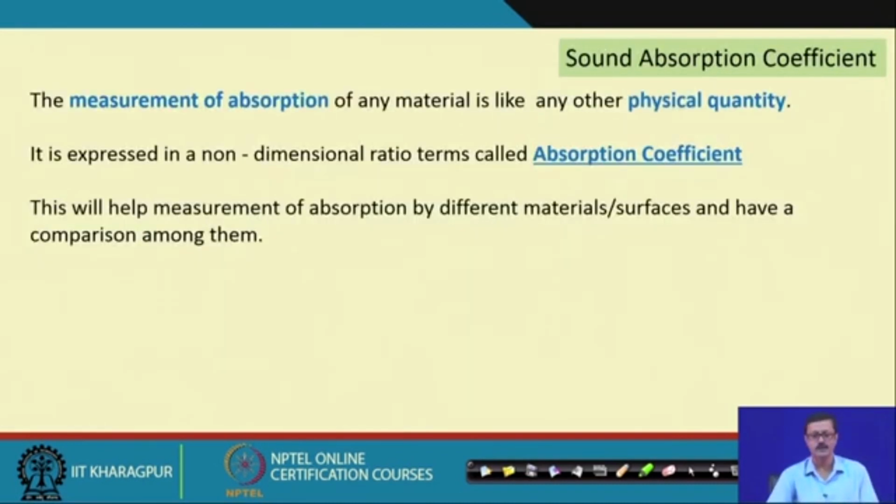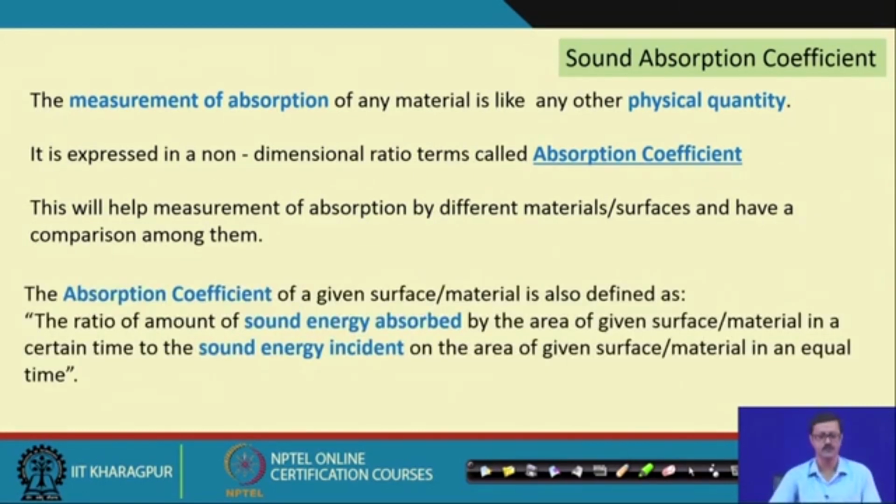Now, when we talk about absorbers, let us find a physical quantity or parameter from which I can measure and compare two absorbers. That is why a non-dimensional quantity called the absorption coefficient, popularly called the sound absorption coefficient, is thought of. The sound absorption coefficient is defined as the ratio of the amount of sound energy absorbed by a particular surface to the amount of sound energy incident on it. So, actually it is absorption over the incident energy.